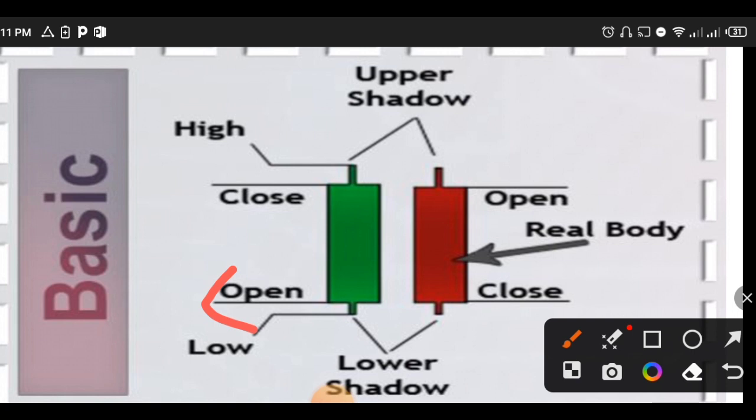So for a bullish candle, if we have the opening of the day here or the opening of the hour here, and if it chooses to close up here, that means it's a bullish candle. Ideally, when it opens, we don't know whether it's bullish or bearish. It's when it closes that we can confirm, yes, this is a bullish candle. So when it closes above the opening, it's called bullish.